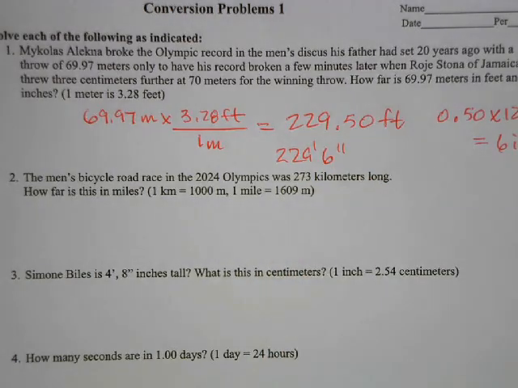That's what 69.97 is, 229 feet 6 inches. 3 centimeters further, roughly an inch and a half. So the guy lost after setting an Olympic record. He then lost and got second by an inch and a half.